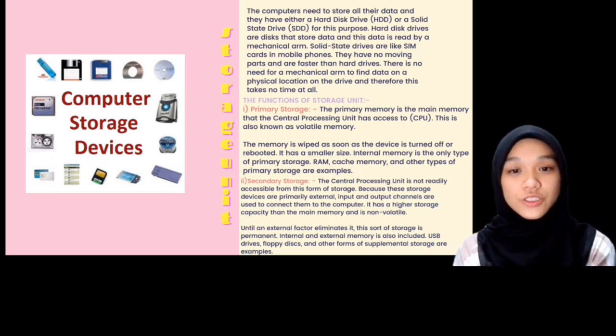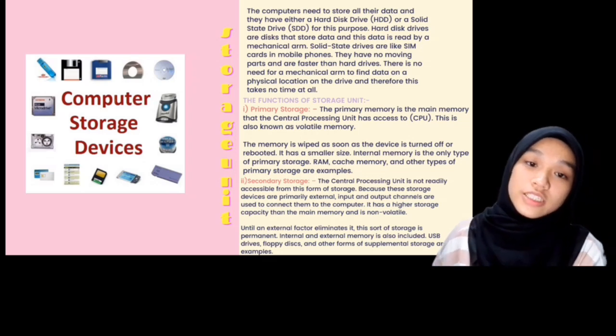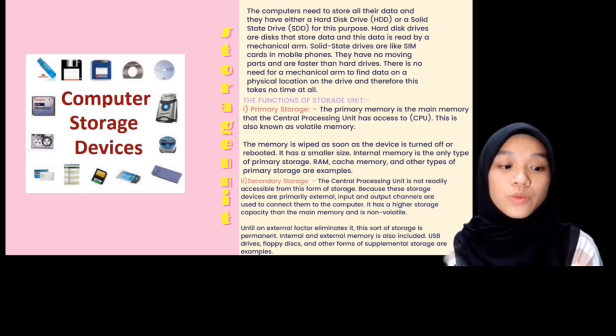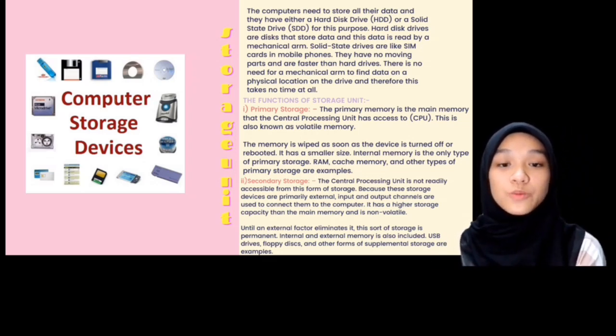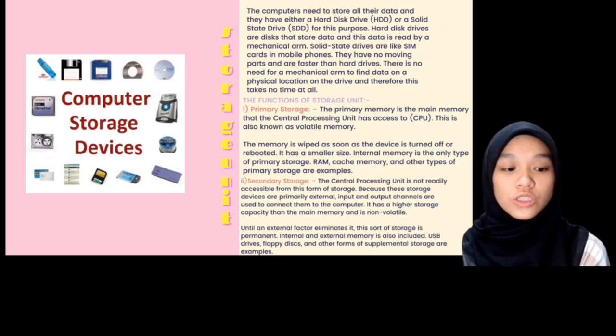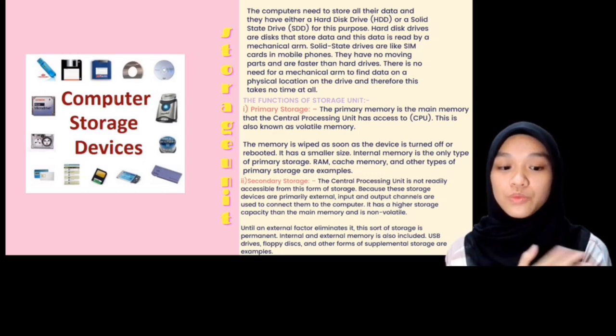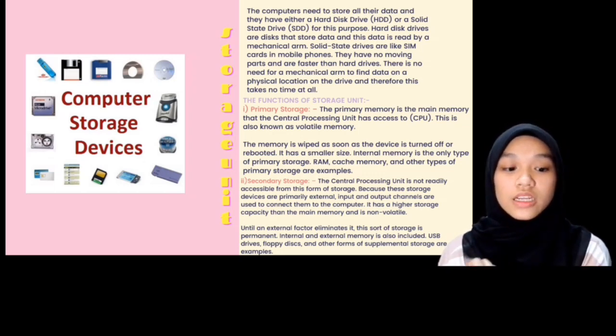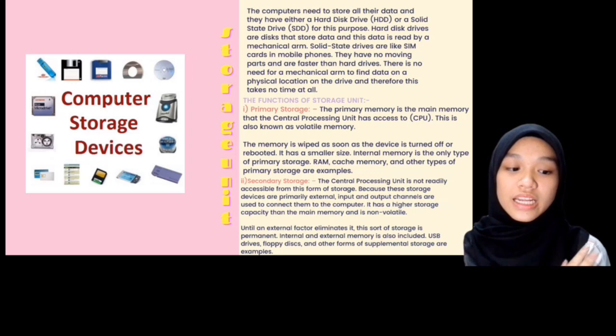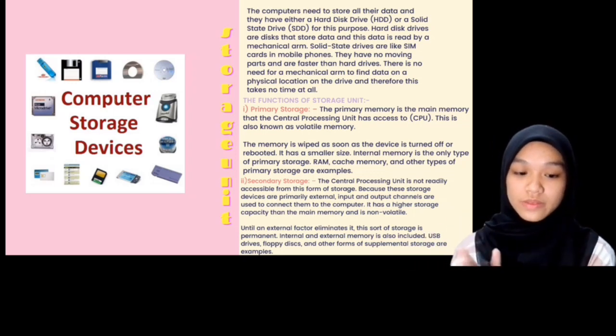Function of storage unit. First, primary storage. The primary memory is the main memory that the central processing unit has access to. This is also known as volatile memory. The memory is wiped as soon as the device is turned off or rebooted. It has a smaller size. Internal memory is the only type of primary storage. RAM, cache memory, and other types of primary storage are examples.